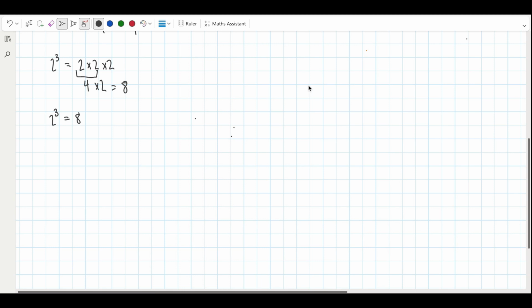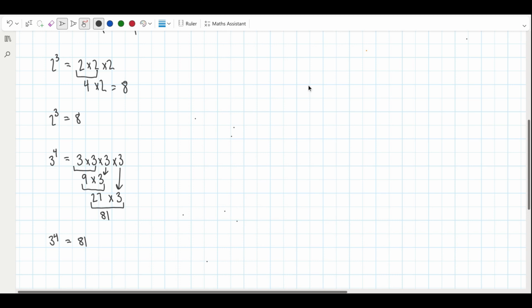Let's have a look at another example. If we have a look at 3 to the power of 4, first, always write it out. So we'll have 3 times 3 times 3 times 3. We've got 4 3's. 3 times 3 is 9. 9 times 3 is 27. And 27 times 3, each time we're just going to be bringing that 3 down. 27 times 3 gives us 81. So we know that 3 to the power of 4 is 81.